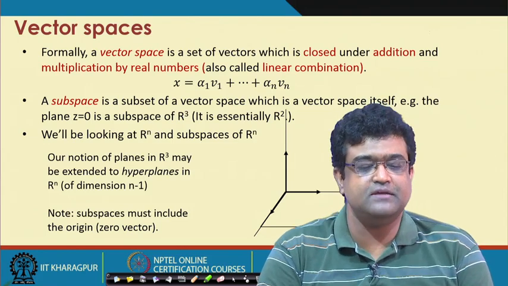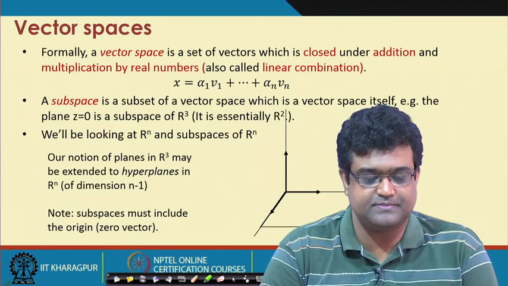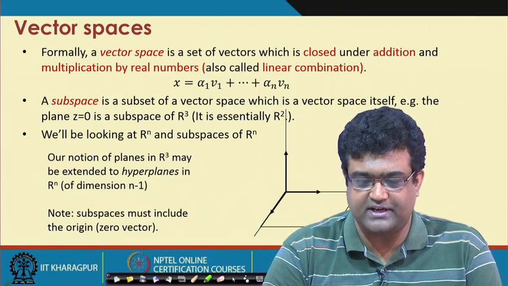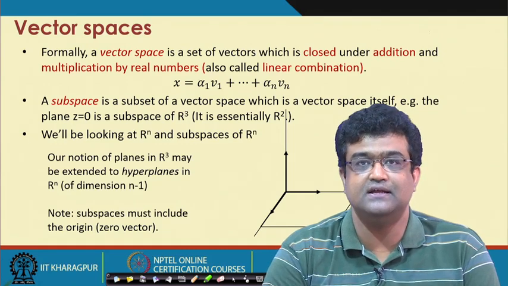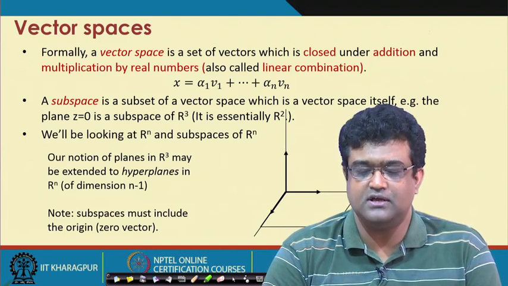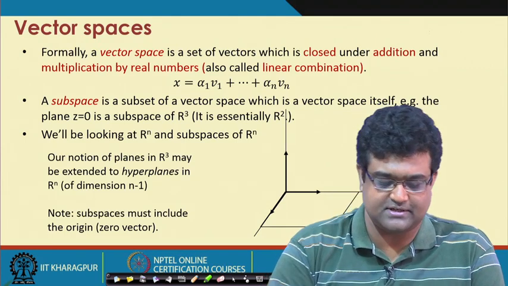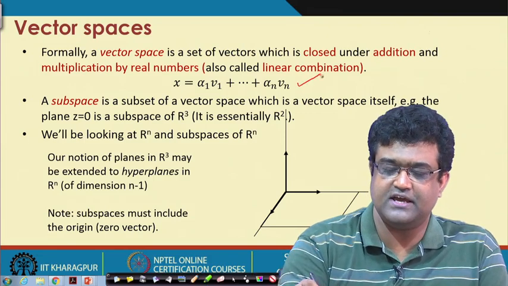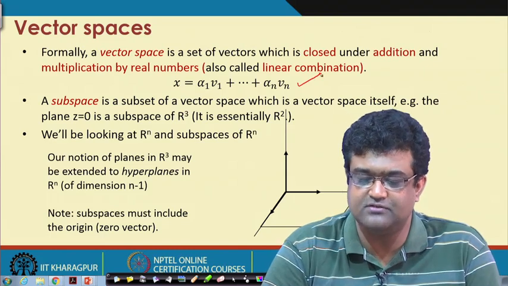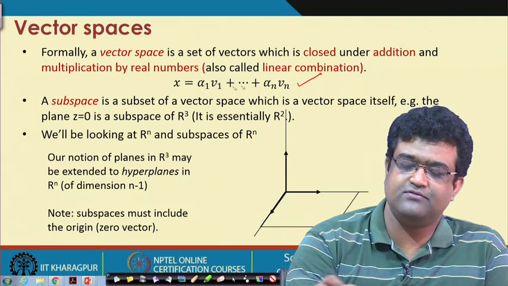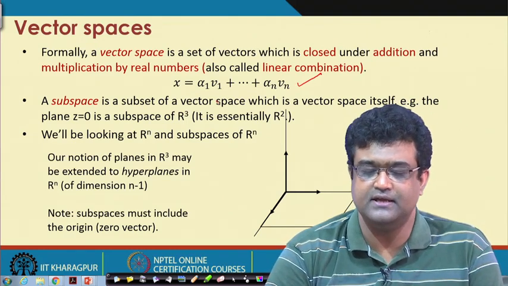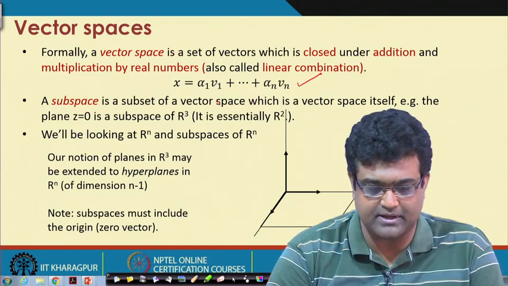Next, we describe an important concept of vector spaces. Formally, vector spaces are a set of vectors which are closed under addition and multiplication by real numbers. This is also sometimes called a linear combination of the vectors. So, for example, here we have shown that the vector x is a linear combination of vectors v1 till vn, where v1 till vn are vectors and alpha 1 till alpha n are the corresponding real numbers which they are multiplied by.